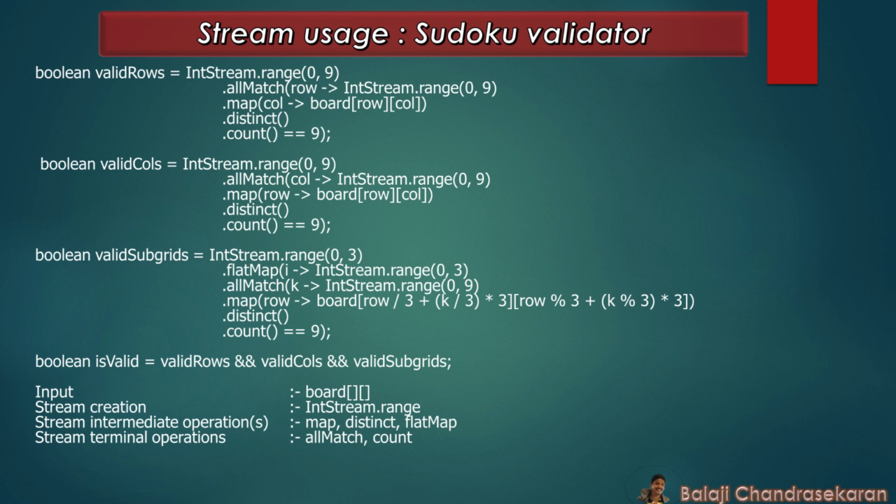The third line in the code snippet checks if each 3x3 subgrid contains all the numbers from 1 to 9 without any repetition. It iterates over each subgrid index from 0 to 8 and maps it to the corresponding 3x3 subgrid. For each subgrid, it calculates the starting row and column indexes and checks if the distinct count of numbers in that subgrid equals 9. Finally, the result will be returned as true if all the rows, columns, and subgrids are valid.